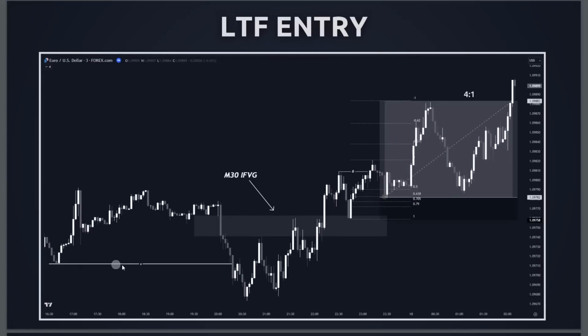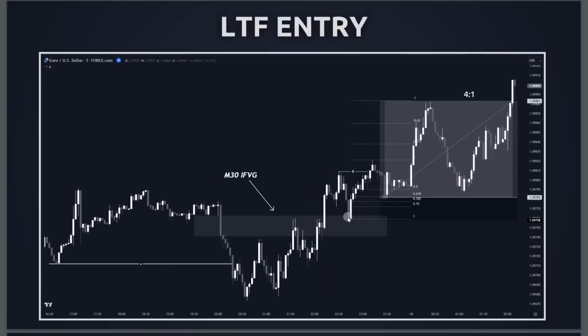So here was the sweep. The sweep happened here. This is the 3 minutes. Price went back, and then after the inverse fair value gap being violated right here, and especially on the 30 minutes, we want to make sure it closes above on the 30 minutes, then we're going to go to the lower time frame.